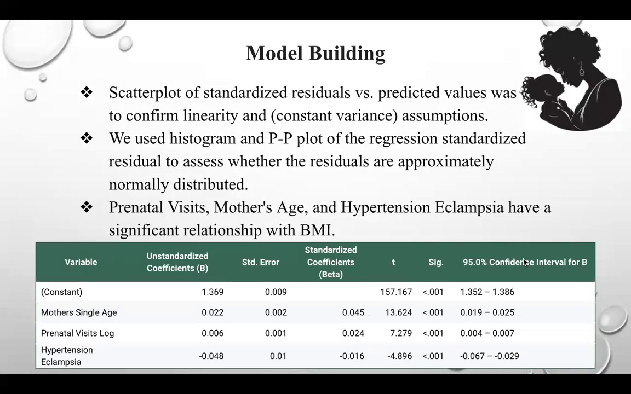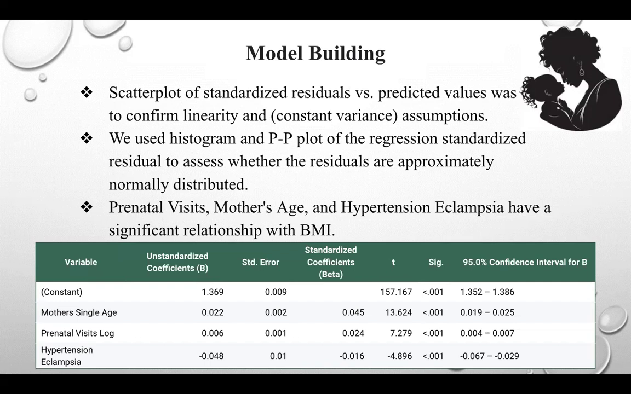And let's go to the model building slide, which summarizes the steps we took to build our regression model, and it highlights the significant predictors of BMI based on the data. First, we used the scatter plot of standardized residuals versus predicted values to check for linearity and homoscedasticity, and it allowed us to confirm that the residuals were randomly distributed and that the variance remained constant across the predicted values.